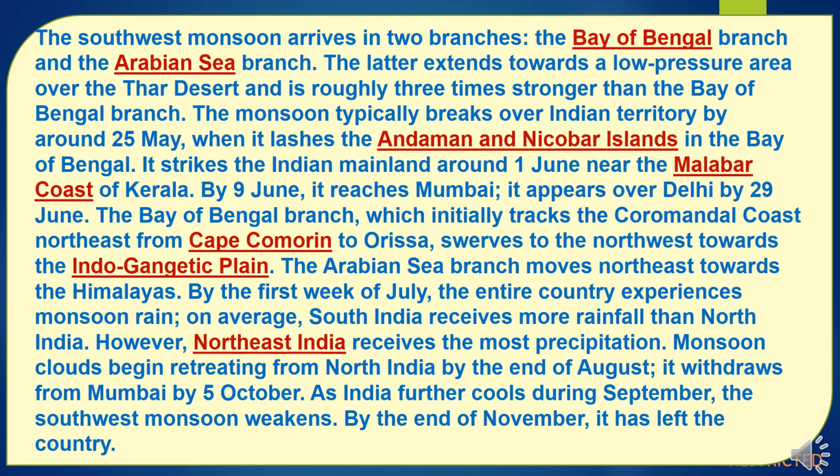Monsoon clouds begin retreating from North India by the end of August. It withdraws from Mumbai by 5th October. As India further cools during September, the southwest monsoon weakens. By the end of November, it has left the country.